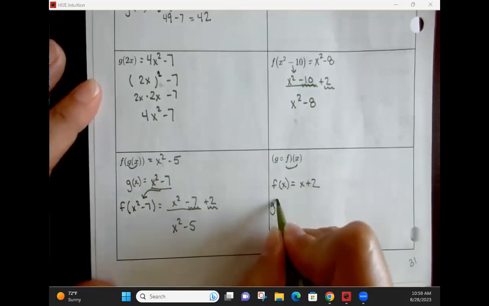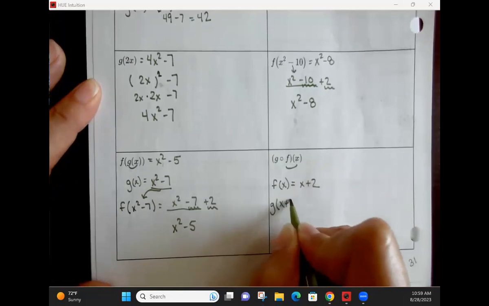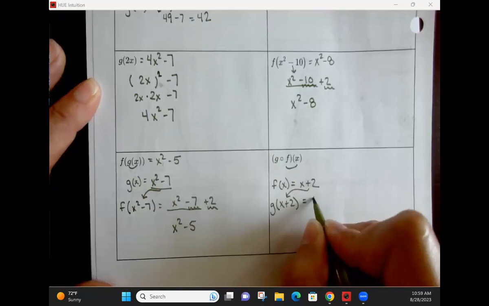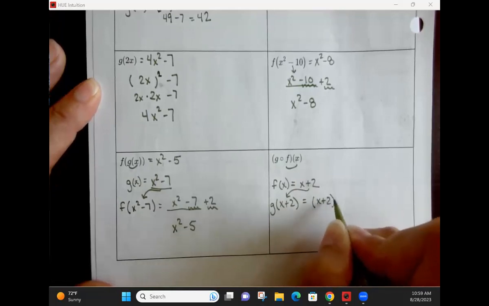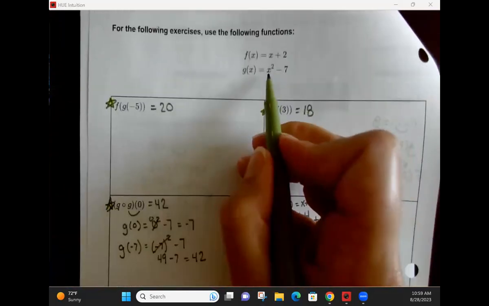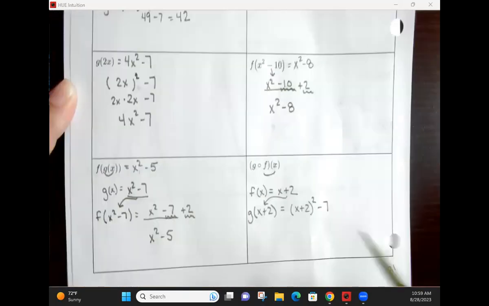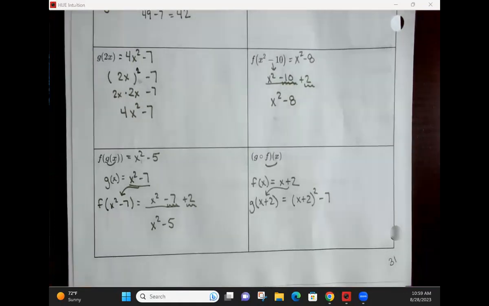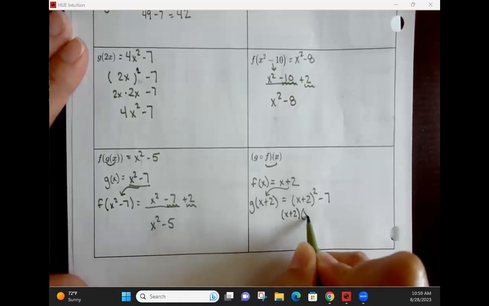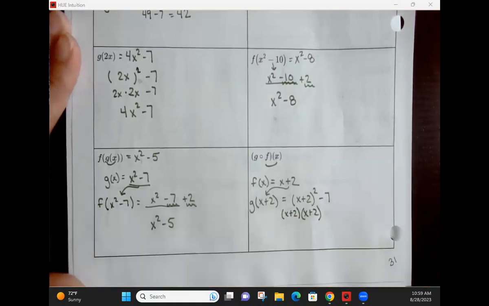And then I'm going to use this output as my input for g. So this would be x plus 2 squared minus 7. Remember, our original g of x was x squared minus 7. So we plug x plus 2 in for x. Be careful when you've got exponents and you're going to distribute or multiply. Remember, this is x plus 2 times x plus 2. So we need to distribute here.